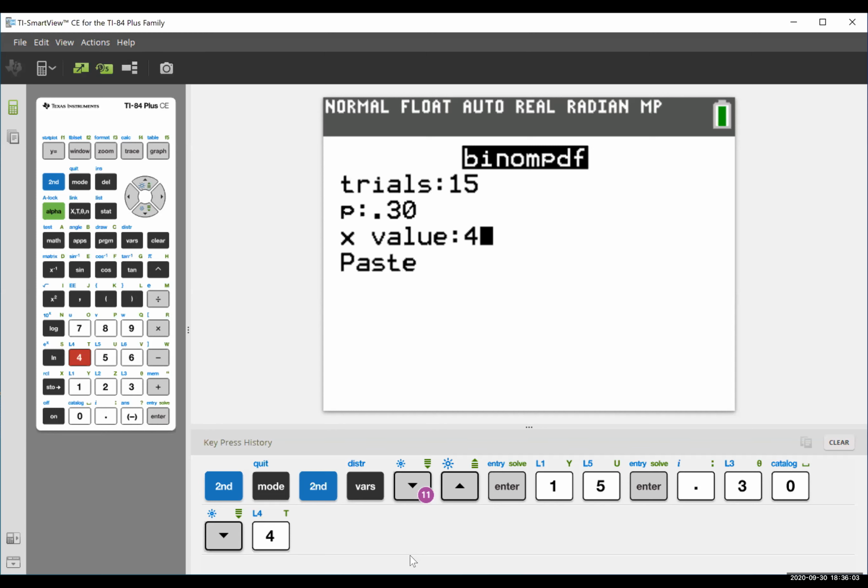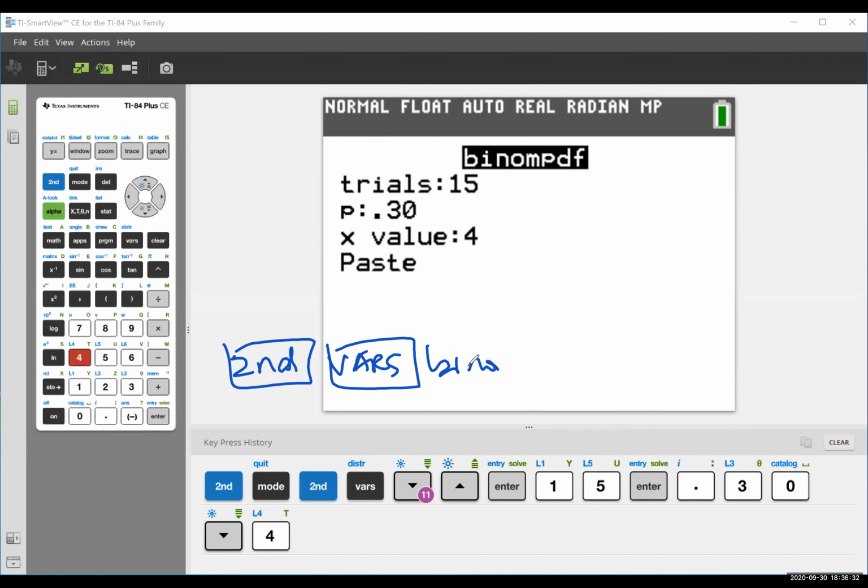Mine comes up a little different. After second vars, I just get the binom PDF with the beginning of a parenthesis, not the trials, P and X value. Am I supposed to put something in there? Yes, that's what I just mentioned earlier. When you try second vars, binom PDF, you will see open parentheses. So all you have to do is enter in order N, P, X. Got it. Sorry, I totally did not get that.